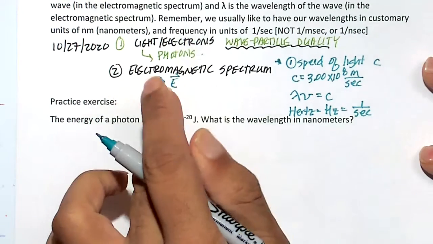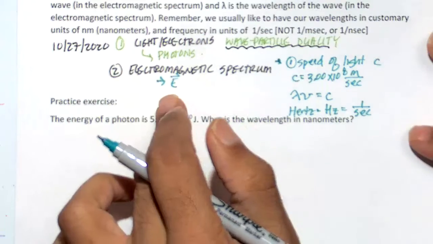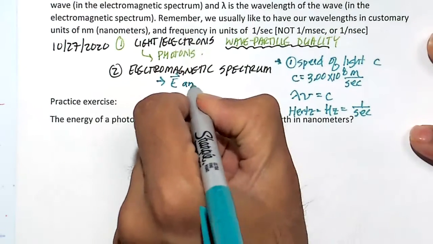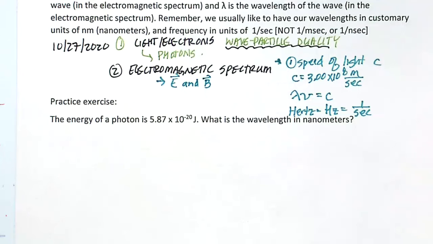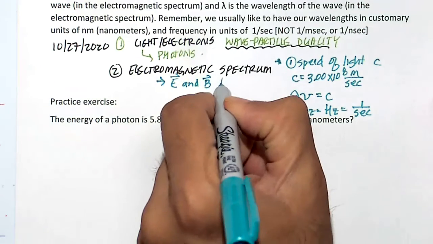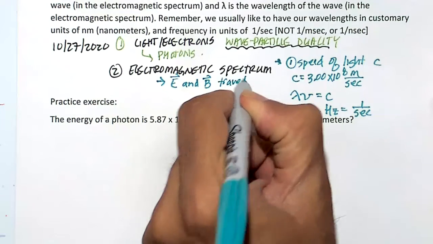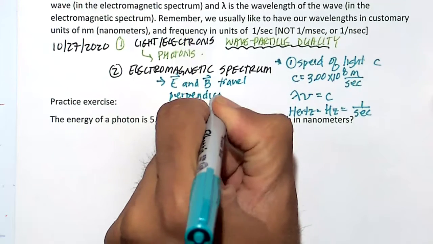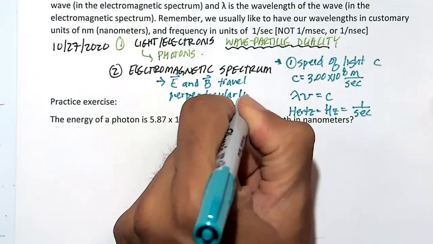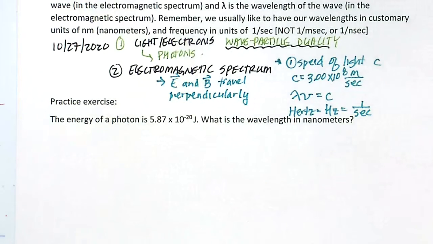Electric field wave, I'm going to do an E with an arrow. And magnetic field wave, I'll do a B with an arrow for magnetic field. And the electromagnetic spectrum is E field waves and B field waves traveling perpendicular to one another. Okay, that's point number 2.